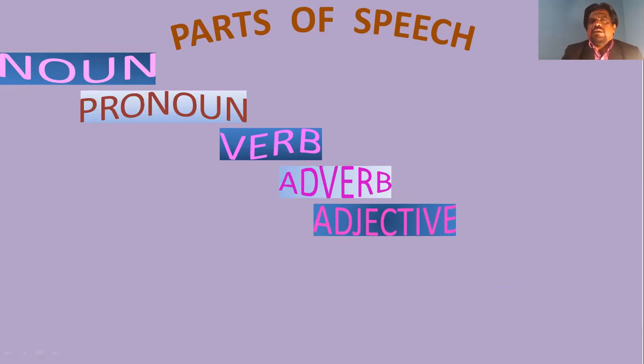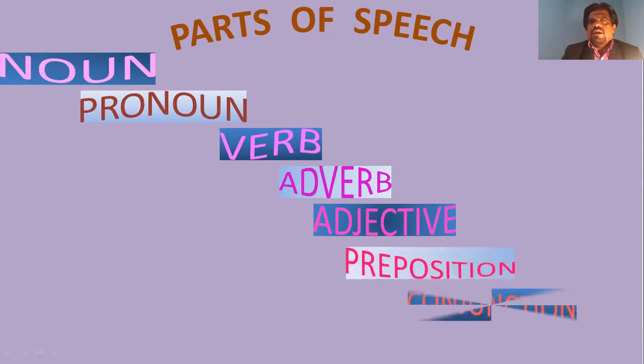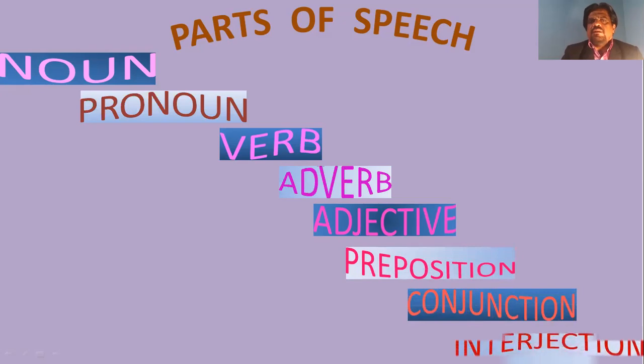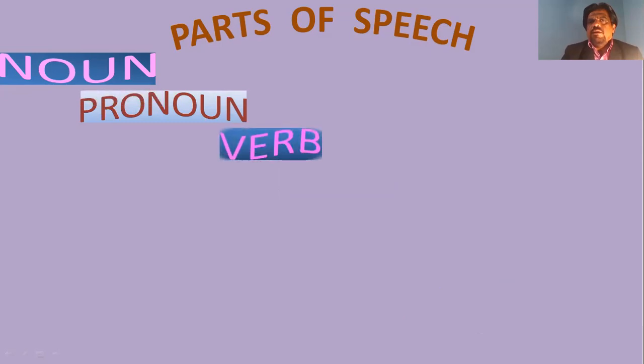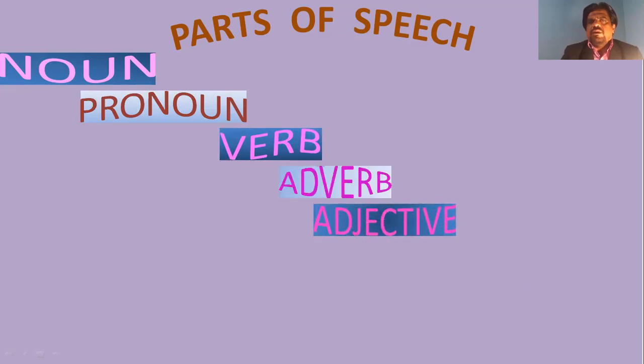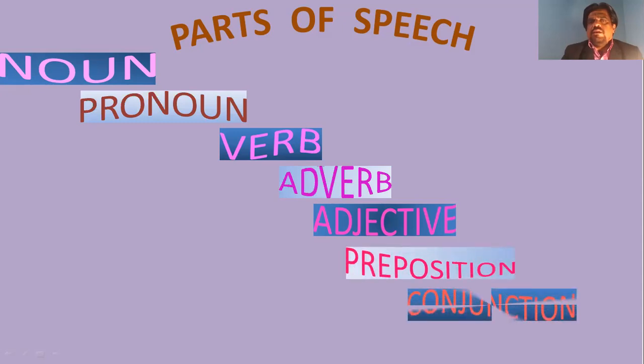First one among them is preposition, and next conjunction, and the third one is interjection. Let us recollect one by one. First one is noun, second one is pronoun, third one is verb, fourth one is adverb, fifth one is adjective, and sixth one preposition, and seventh one is conjunction, and eighth one is interjection.